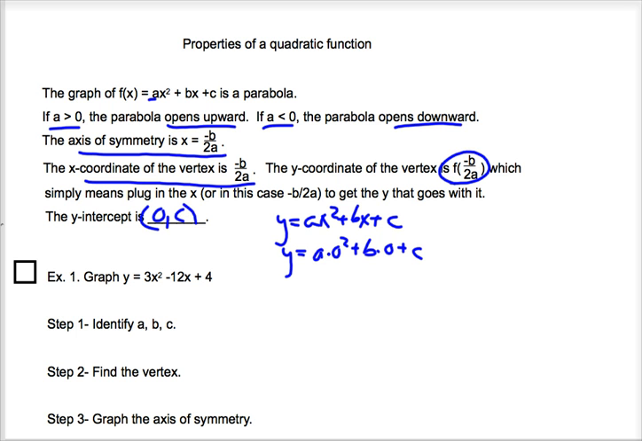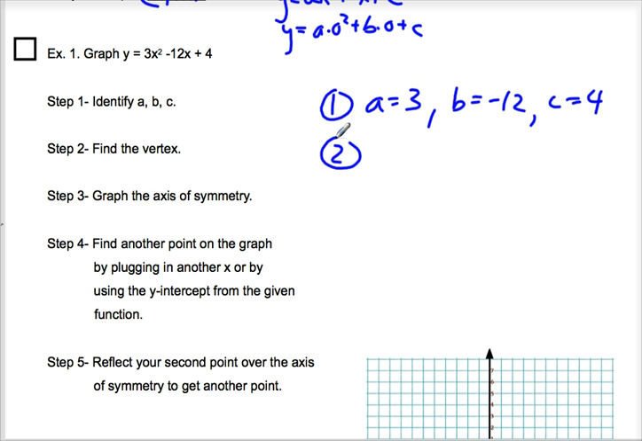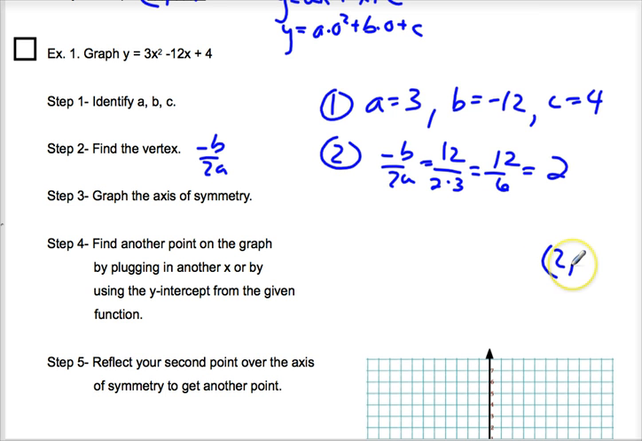So let's show you how we would graph this when it's in standard form. First, we identify a, b, and c. On the one I have here, a is 3, b is negative 12, and c is 4. Now we're going to find the vertex. Again, we start with negative b over 2a. So here, negative b over 2a gives me positive 12 over 2 times 3, which is 12 over 6, which is 2. And again, that's the x-coordinate of the vertex.